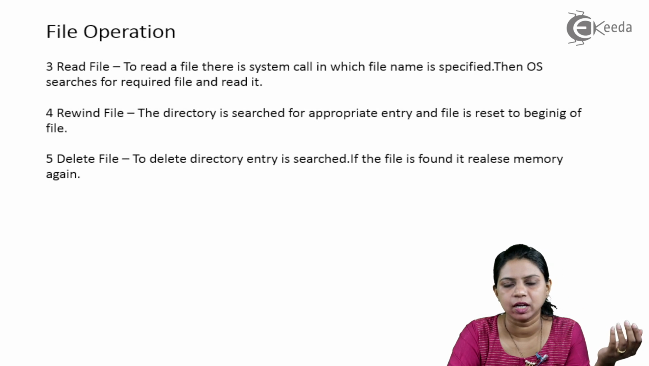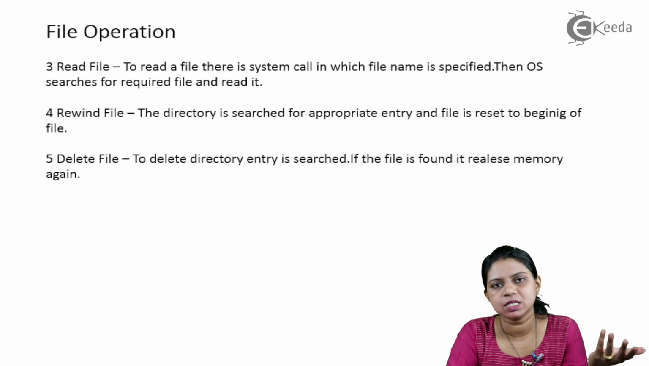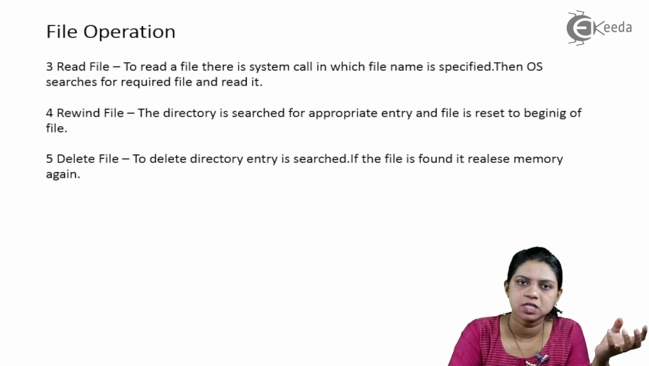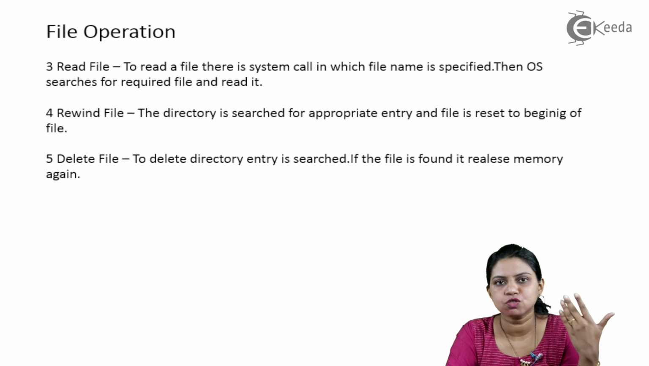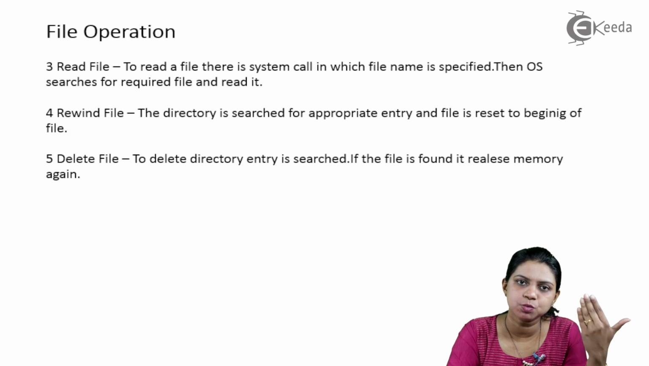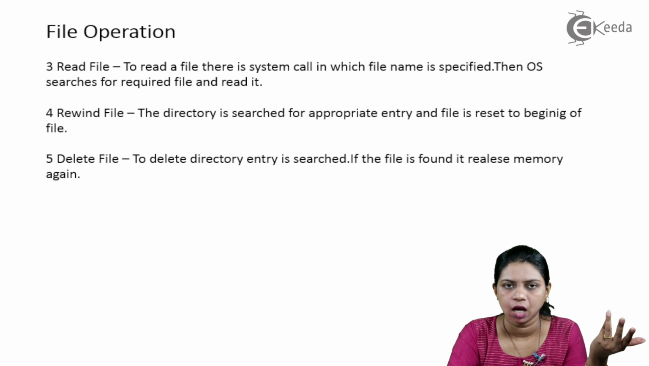Next is reading a file. Again, to read a file, we need to do the same thing. Suppose I want to read an ABC file, then again I have to see whether the ABC file is present in the disk or not. Then the operating system will search for the ABC file. If the ABC file is present in the disk, then we can read the file.